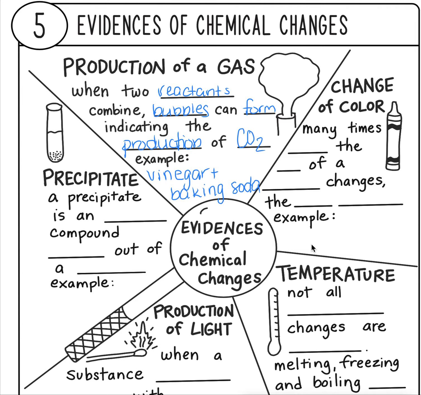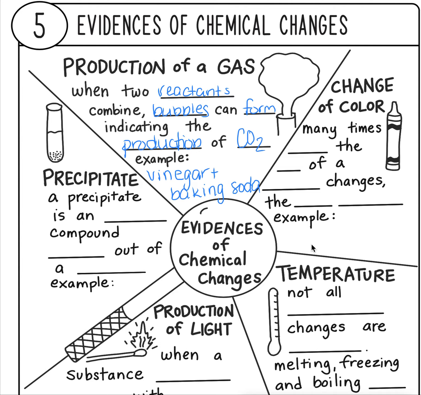I just want to be clear though that when we're talking about the production of a gas, we're not talking about liquid water starting to boil and turn into water vapor. When the gas bubbles are made because you're changing the temperature of something, that's a physical change. Boiling is a physical change. But if you have two substances that you combine without changing their temperature and they make a gas, that's a sign of a chemical change.